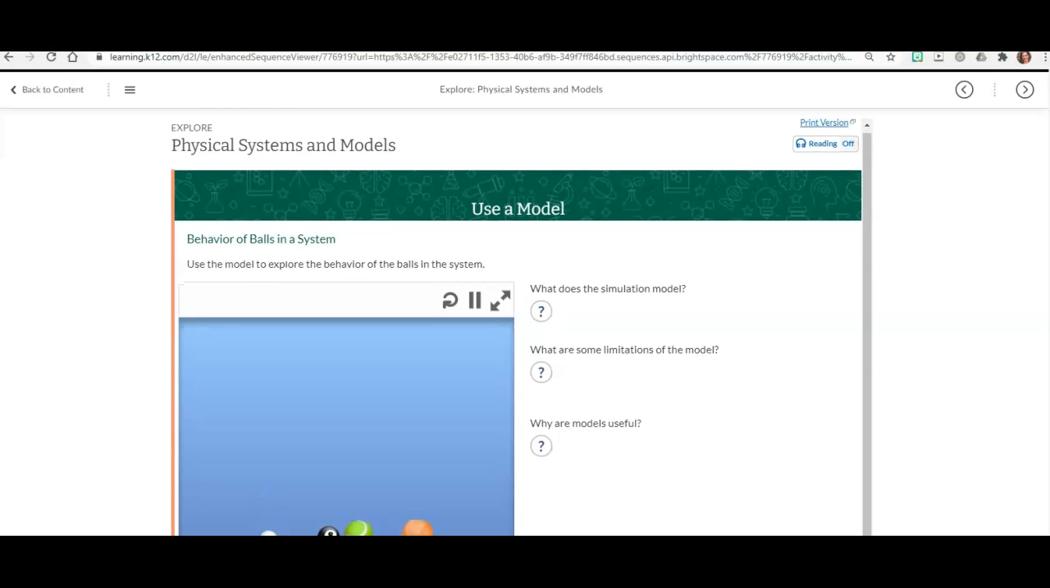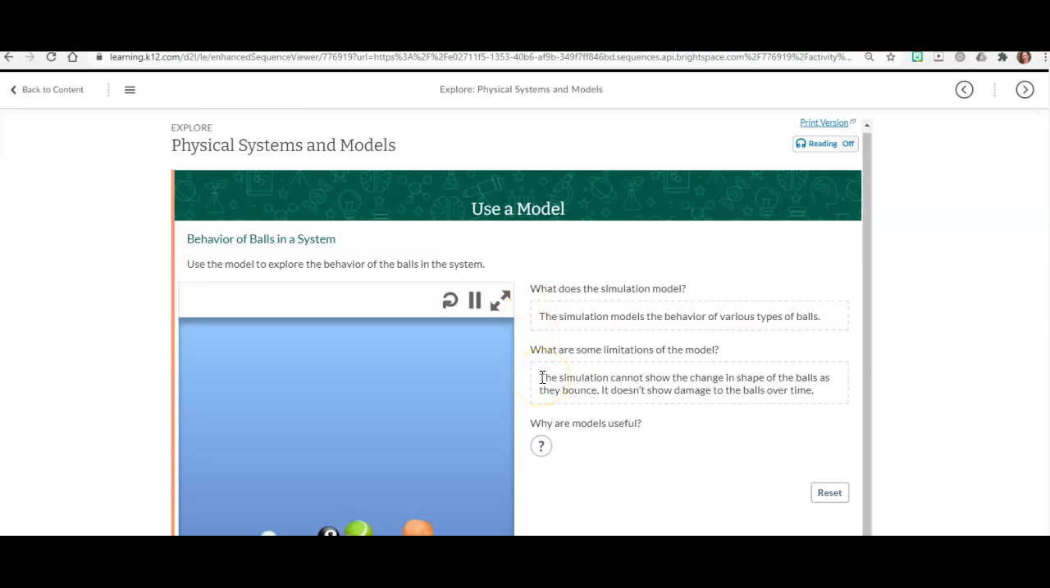All right, and we're on our last page here. So we're going to look again at one more model, the behavior of the balls in the system. And we did this in an earlier lesson. If you remember, we bounced all of these. We were kind of able to see what they did when they went at the same time. And so what does the simulation model? Basically, the simulation is the picture you're seeing, the movement and everything. So we are looking at the behavior of various types of balls when they're dropped from a certain height.